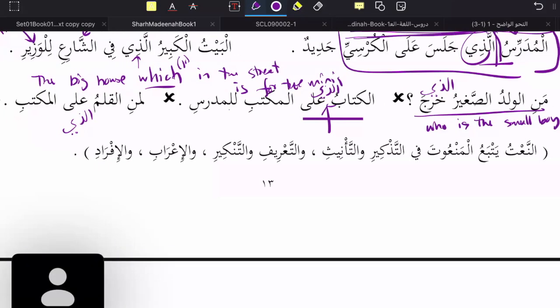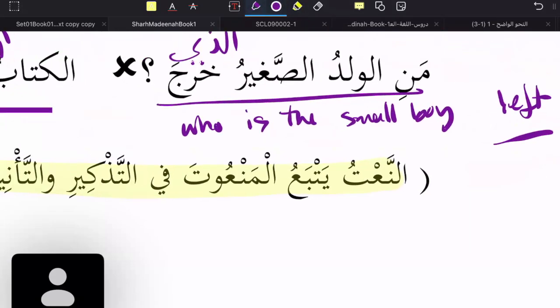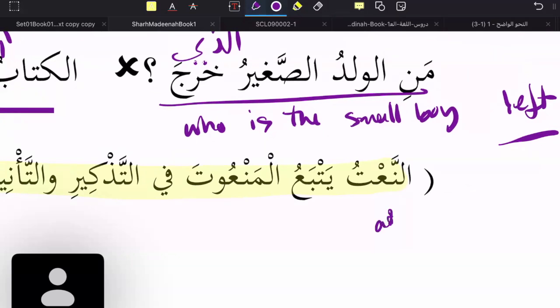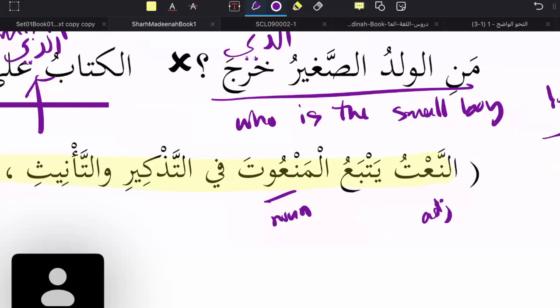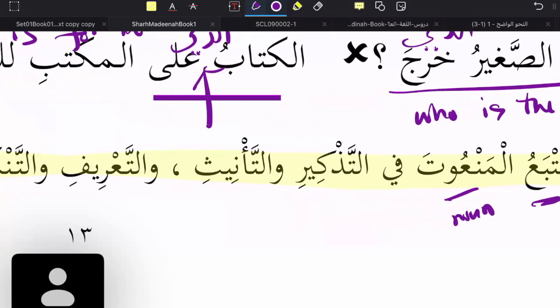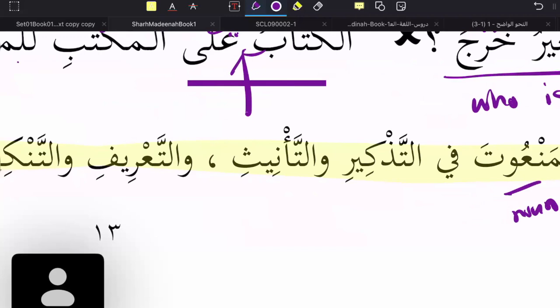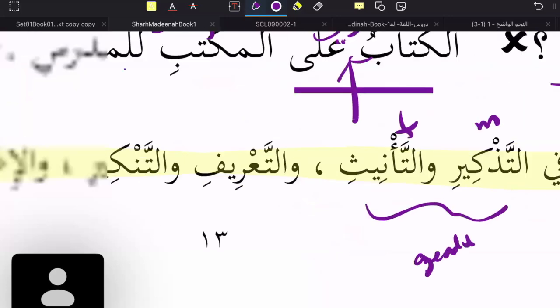So look what it says. This is the rule that I give you. Subhanallah, the author also gives it to you. So this is very good. He says النعت, which is the adjective, يتبع المنعوت. The adjective follows the manwood. Just think about it as the noun, because an adjective always describes a noun. So the adjective follows the noun in التذكير والتأنيث. It follows in gender, masculine or feminine. Meaning, if the noun is masculine, the adjective will be masculine. If the noun is feminine, the adjective will be feminine.